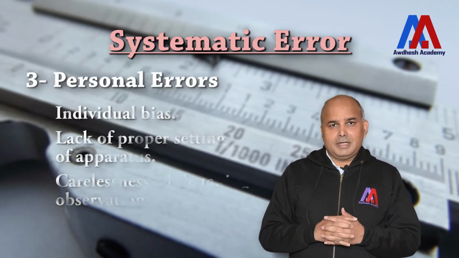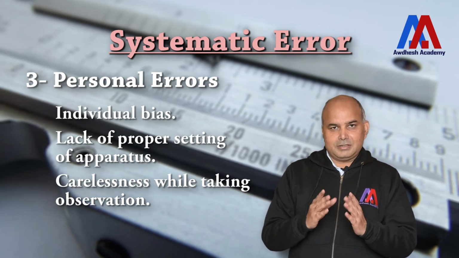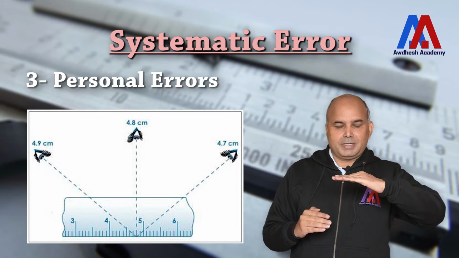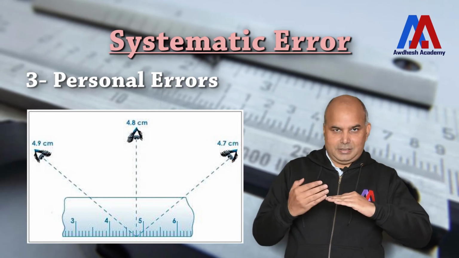Then the third type of error is the personal error. For example, here if you are measuring a particular dimension from a scale, and you have a tendency to look at the scale from the top, in that situation there will always be error because you tend to measure the dimension on the higher side.